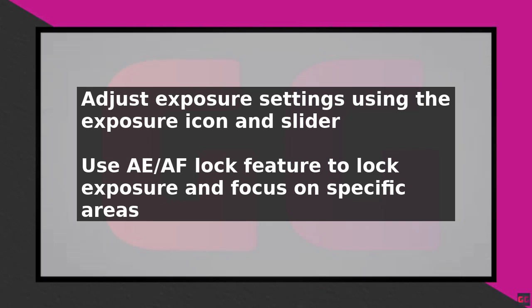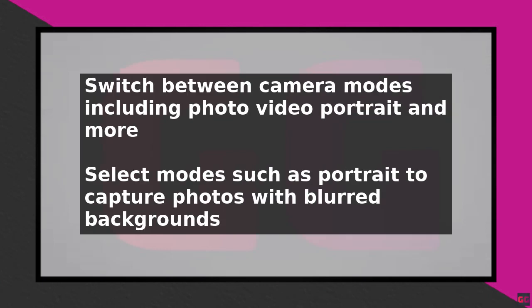To adjust exposure, tap on the exposure icon and use the slider to increase or decrease the brightness of your image. You can also use the AF lock feature to lock the exposure and focus on a specific area of the image. In addition to exposure, you can also adjust the contrast and saturation of your image. Tap on the edit icon and use the sliders to increase or decrease the contrast and saturation.